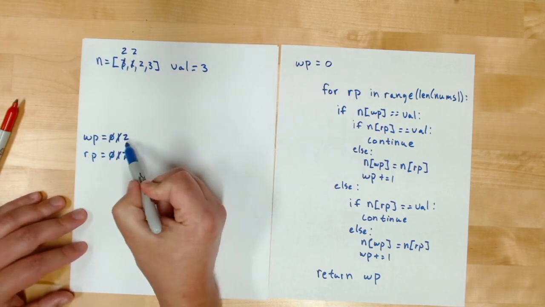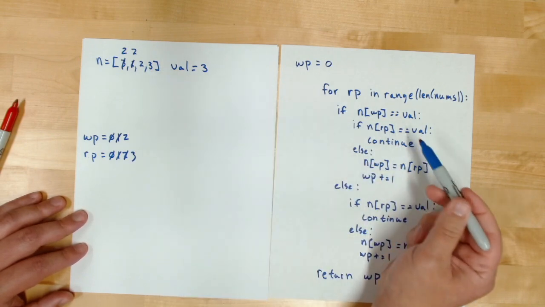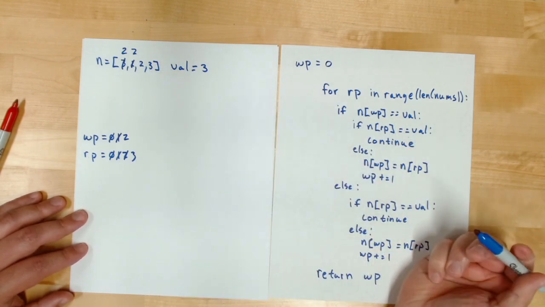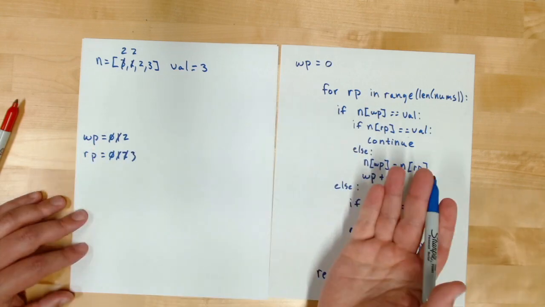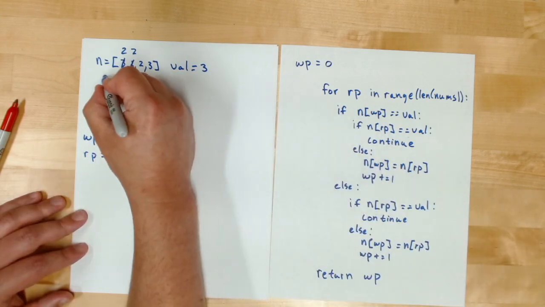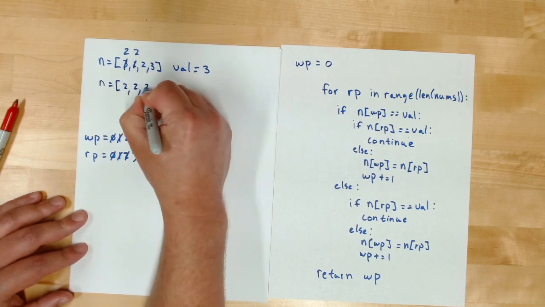So the right pointer is pointing at 2. Is it equal to value? No, it's not. And so we go, and this is our final value. We're done with our iteration. So our new array, nums, equals 2, 2, 2, 3.